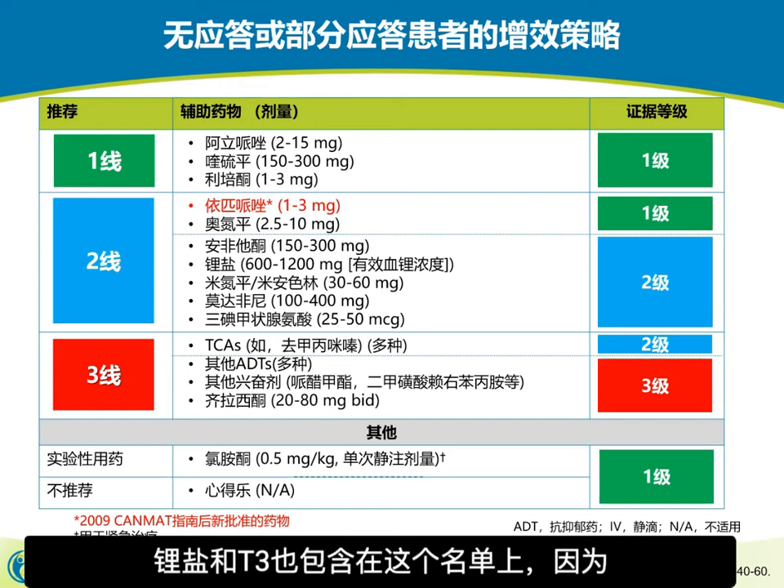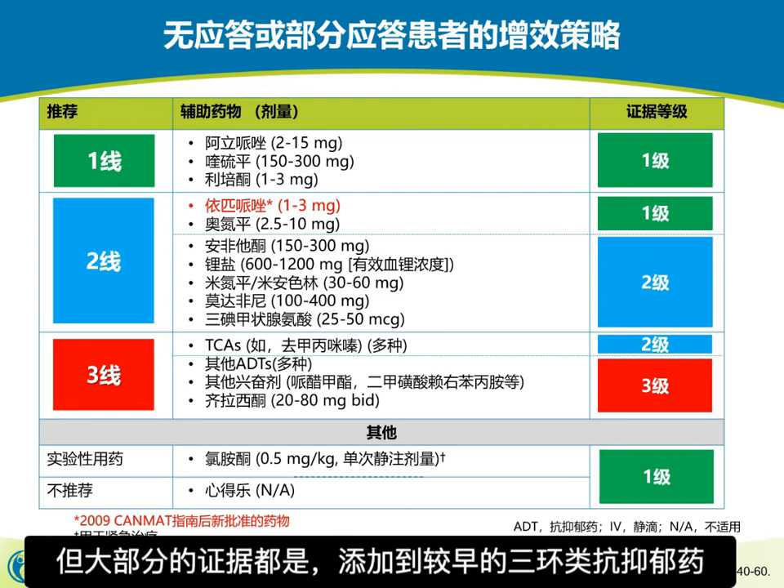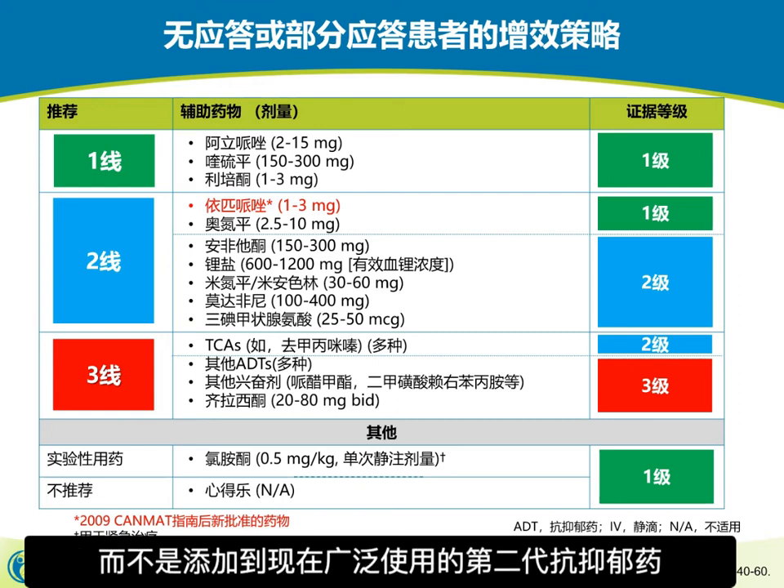Lithium and triiodothyronine, or T3, are included on this list because there is evidence to support their use as adjunctive agents, but most of that evidence is with the older tricyclic antidepressants, and there's much less evidence for adding on those medications to the second generation antidepressants that are more widely used now.